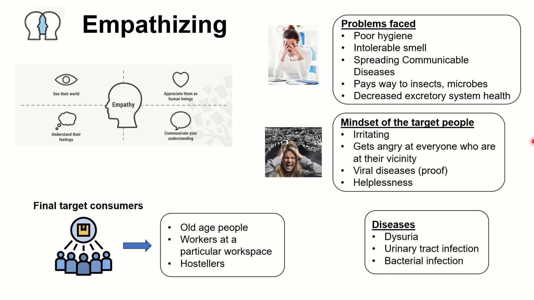The problems faced from those three incidents are poor hygiene, intolerable smell, spreading of communicable diseases, accumulation of insects and microbes, and decreased excretory system health. Diseases caused because of poor excretory health observed in those three parts of the journey are dysuria, urinary tract infections, and bacterial infections among the stakeholders of those three journeys.